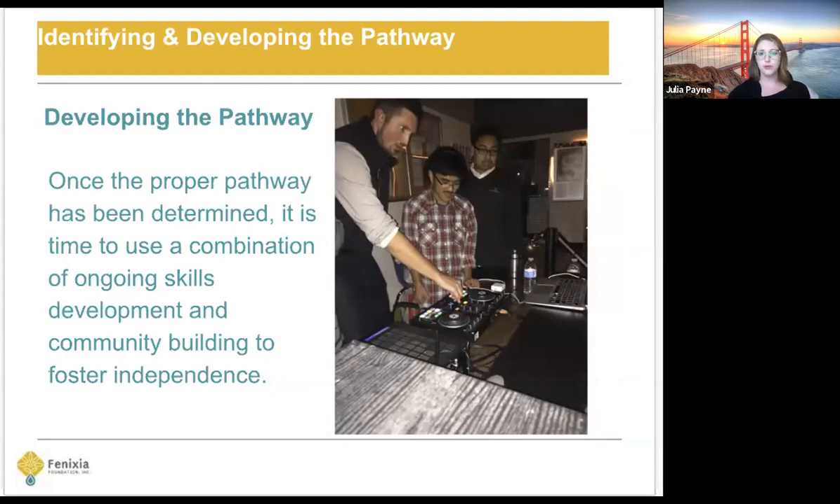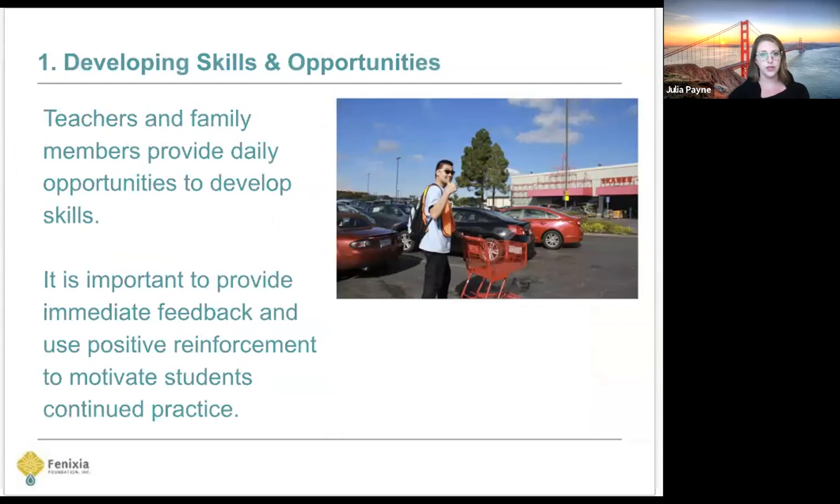So really focusing on building those skills, working on them all the time, every day, practicing them, using the community around you. Maybe it's your family, maybe it's your local community, maybe it's a larger community, maybe it's the school, and help those students become independent in the skill needed to get to that pathway and that larger goal.